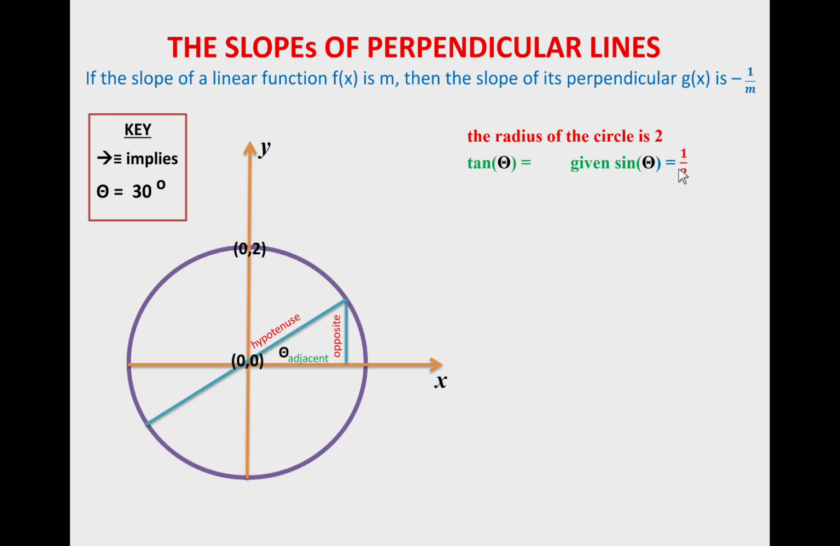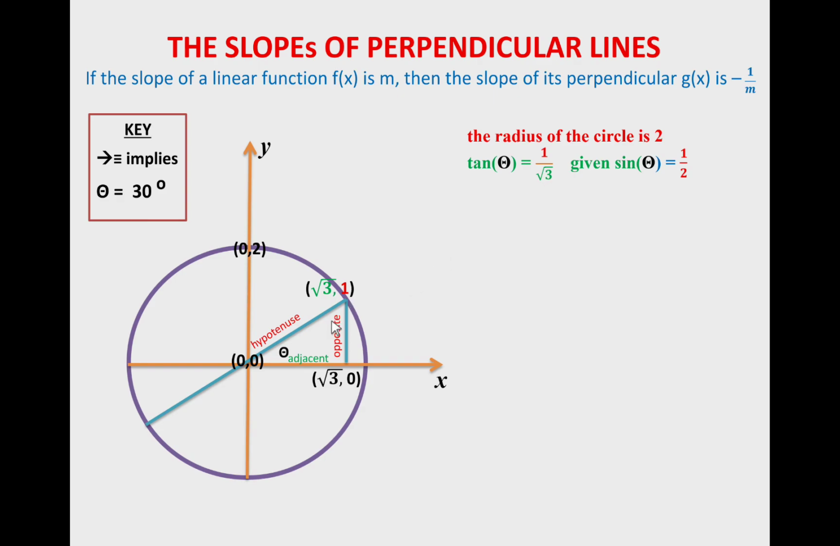If sine theta is equal to 1/2, and sine theta is the opposite divided by the hypotenuse, and we know the hypotenuse is 2, then the opposite must be equal to 1. So if the opposite is equal to 1 and the hypotenuse is equal to 2, then the adjacent must be equal to square root of 3. So now we'll be able to figure out the tangent of theta. This is 1, this is square root of 3. So the tangent of theta will be equal to 1 over square root of 3.